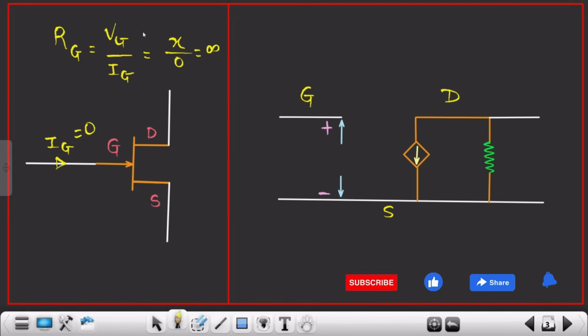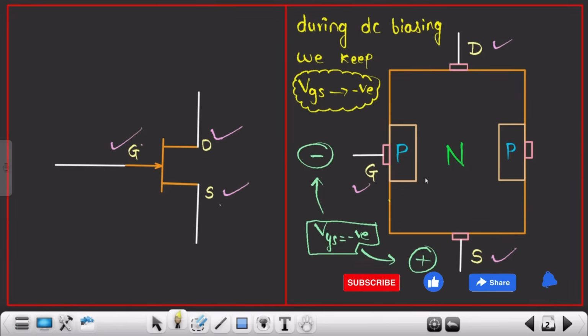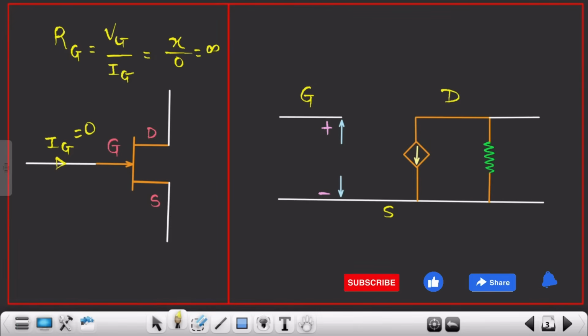Whatever the value of VG might be, since my IG is 0, this particular part, gate to source terminal, I will represent with the help of an open circuit. Why open circuit? Because rather than representing one resistor over here and writing that its resistance has the value infinite, which doesn't make any sense, infinite means it will act as an open circuit. I hope you are getting this particular part. Everything is crystal clear up till here.